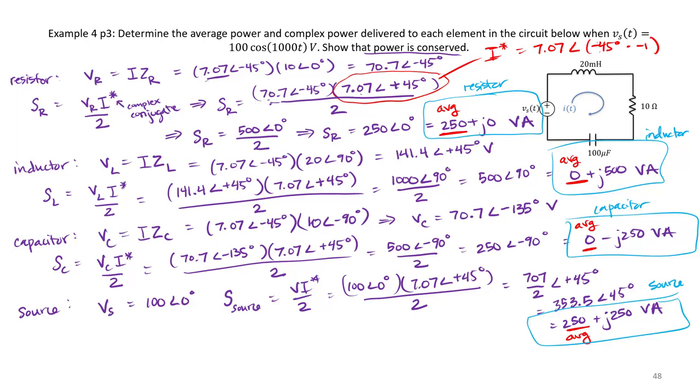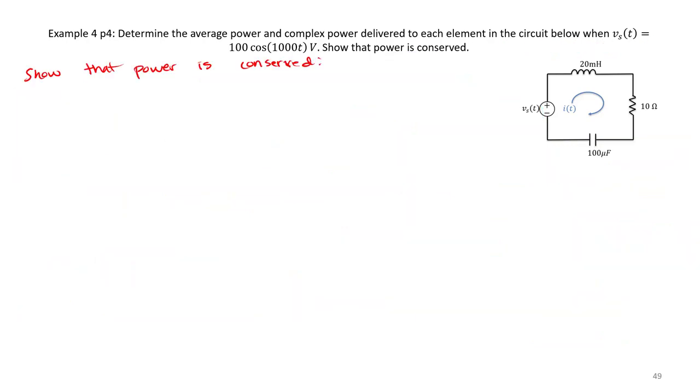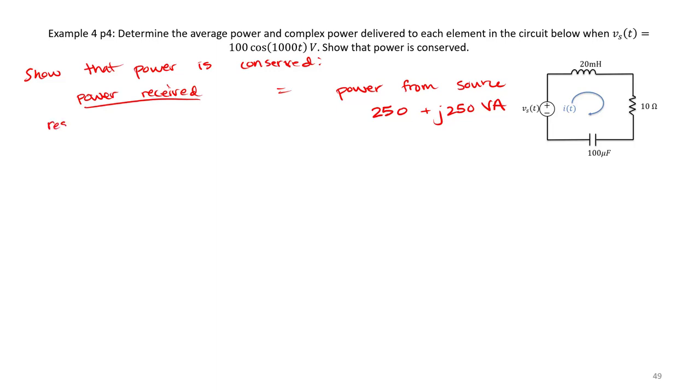All that's left is to show that power is conserved. So basically our goal here is to show that the power received equals the power from the source. We know that our source, as we just calculated, gives us 250 plus J250 volt amperes. And what's our power received? Well, the power received is equal to the sum of the power from the resistor, inductor, and capacitor.